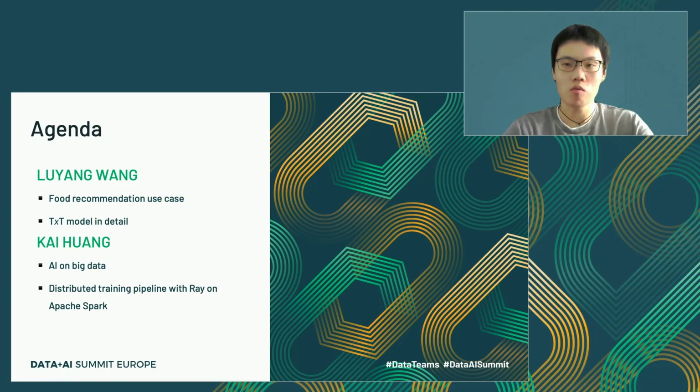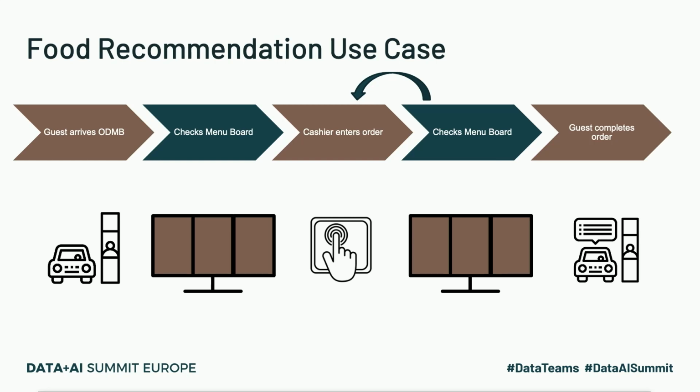Today, we are going to talk about the context-aware classical recommendation services we built at Berkeley. I'll start with the use case introduction, and then talk about newly developed DX models in detail. And then Kai from Intel will talk about AI and big data, and how we build our distributed training pipeline using Rails.